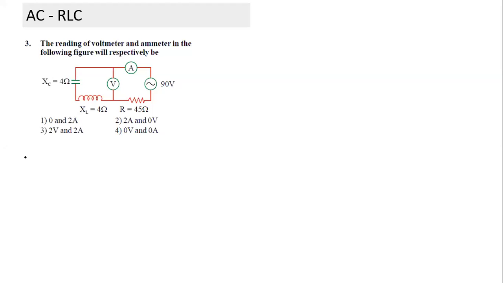What is the first thing you notice in this question? They already gave the impedance. The reactance values are given, so we don't have to calculate reactances. Very good. Then we just have to find the... but you notice something special here. Without calculation, can you tell me what the reading of the voltmeter here will be? Without any calculation. Zero. Why is that so?